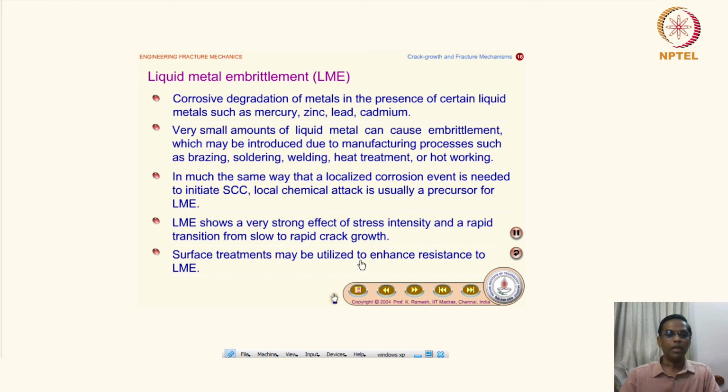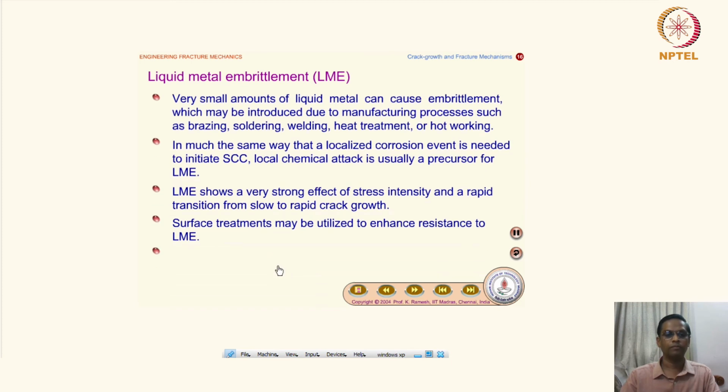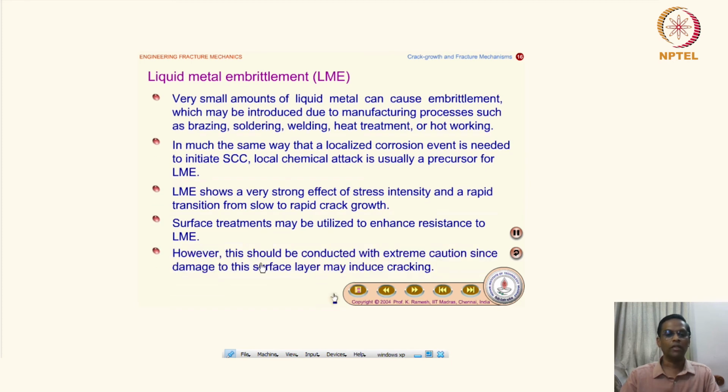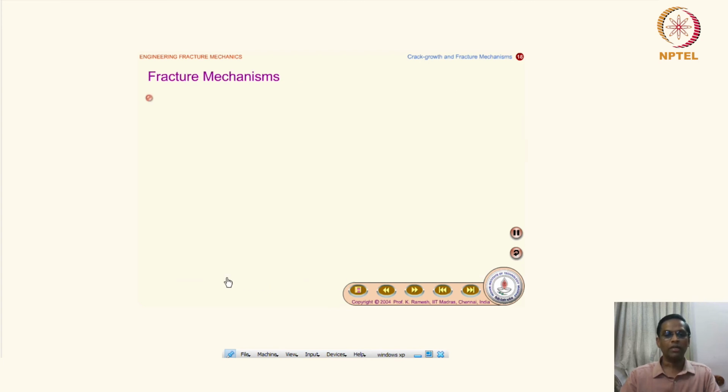Surface treatments may be utilized to enhance resistance to liquid metal embrittlement. However, this should be conducted with extreme caution since damage to this surface layer may induce cracking. So even the surface treatment has to be looked at very differently.